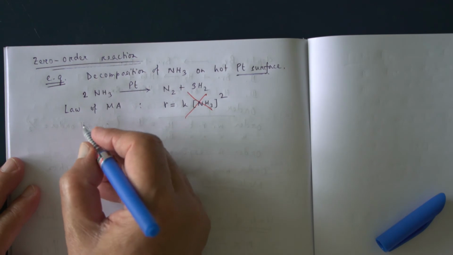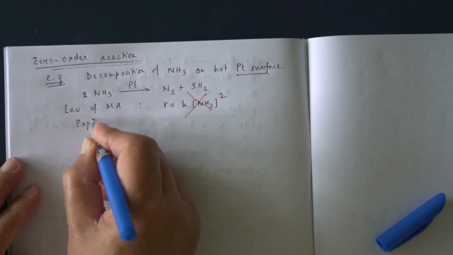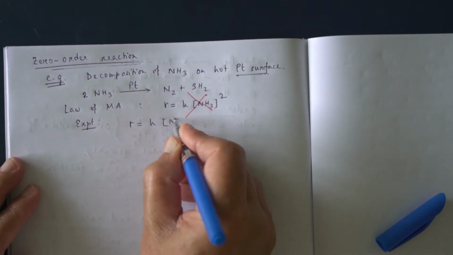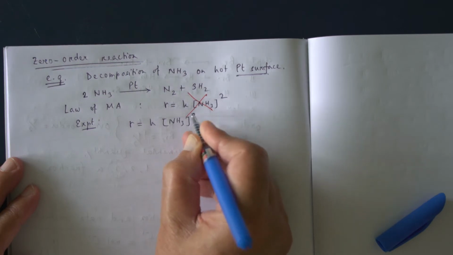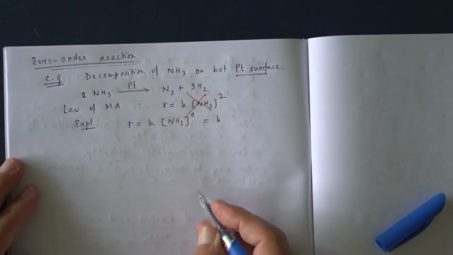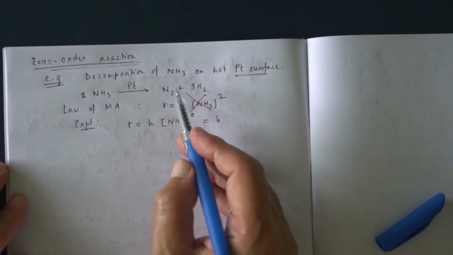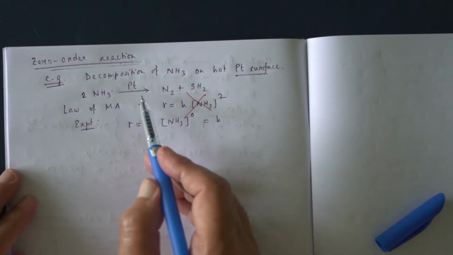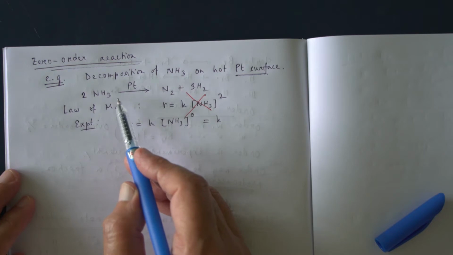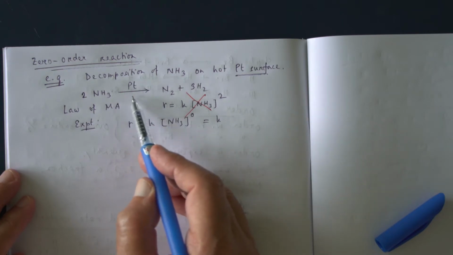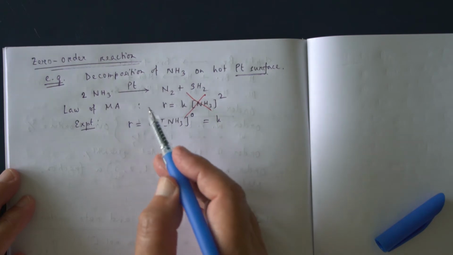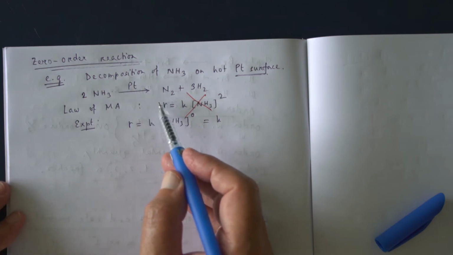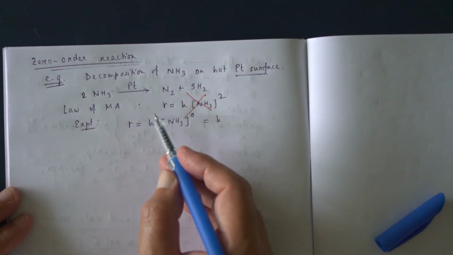For this reaction, from experiment what we find is R equal to K into ammonia to the power 0, that means K. That means it is a zero order reaction. In fact, many reactions which take place in presence of a catalyst are of zero order.